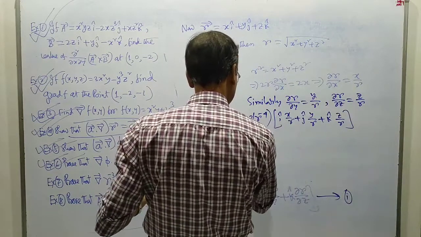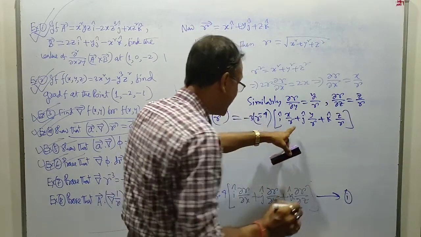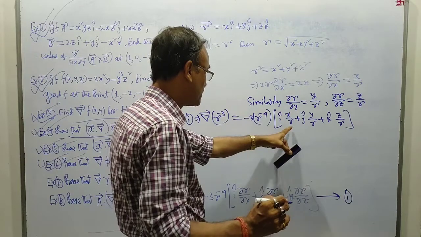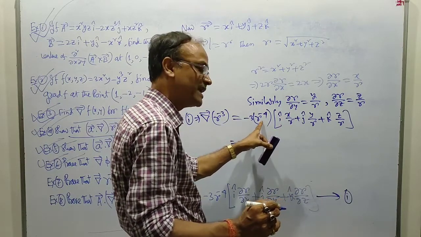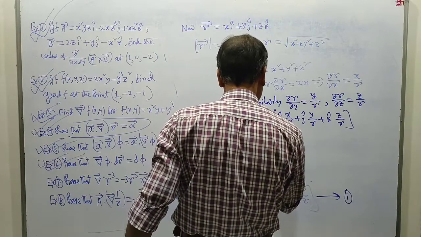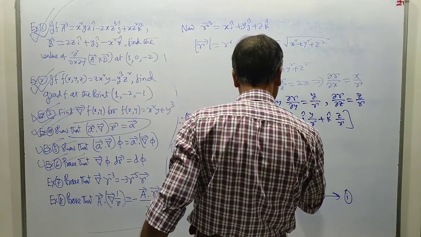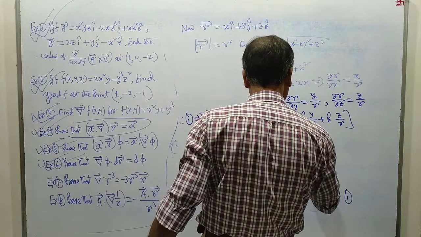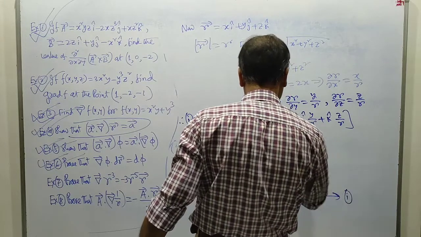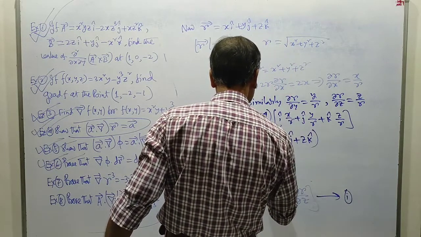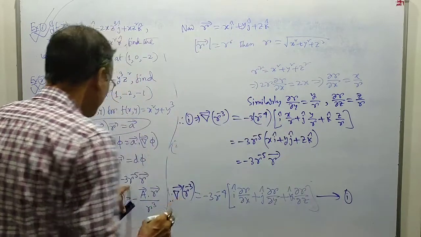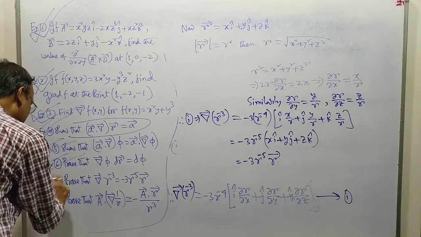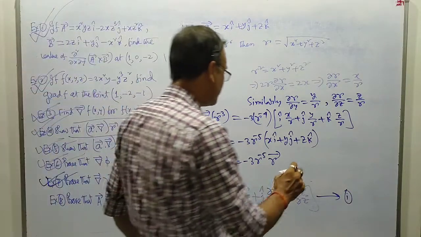This is equal to minus 3. 1 by r is common, then it will be r to the power minus 5. Minus 3 r to the power minus 5 times x i cap plus y j cap plus z k cap. This is equal to minus 3 r to the power minus 5 r vector. It has been proved.